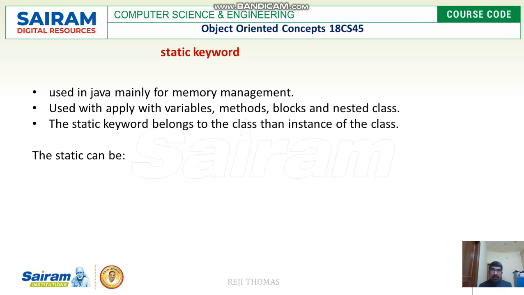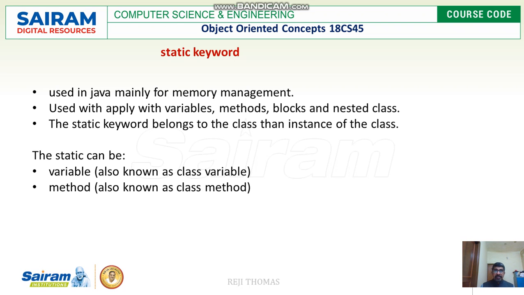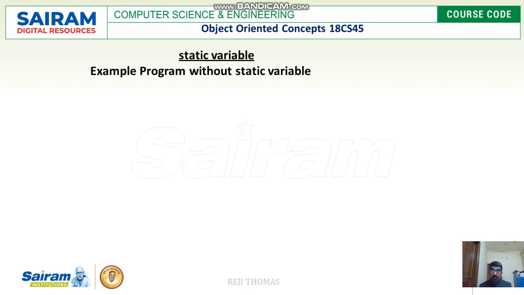Okay. So static can be of three types. One, we can use it with a variable. Also we call it a class variable, or data member, or instance variable. And second, we can use it with a method. We call it a class method. And third, we can use it with nested classes. Okay, so let us see one by one.